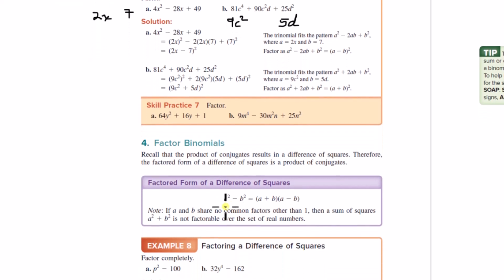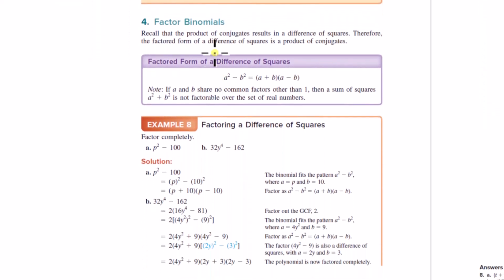Okay, binomials. So if you just have a polynomial with just 2 terms, so a squared minus b squared, that's easy, right? You should memorize this, a plus b times a minus b. So if you ever have the difference of 2 squares, so here they probably factor out a common factor. Yeah, for this one, they factor out a 2, and then you get 6y squared minus 81. So that you see those 2 squares, the difference of 2 squares.